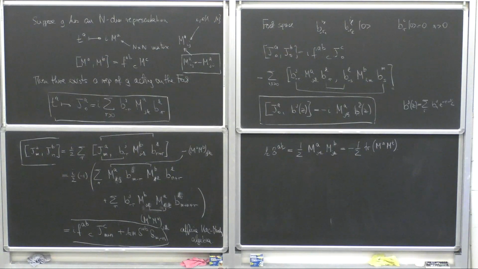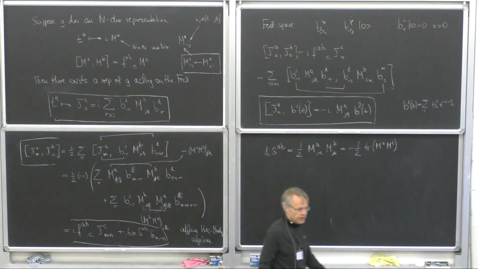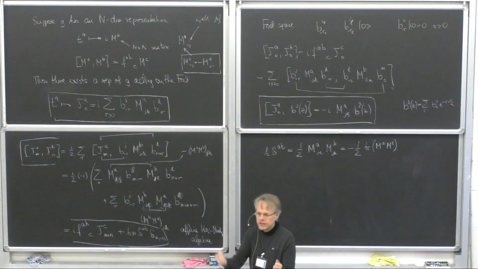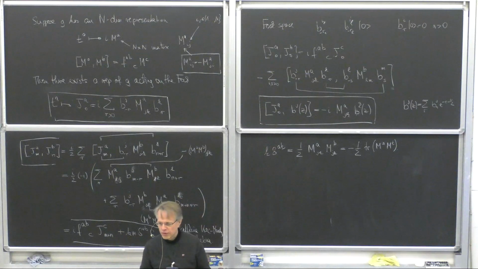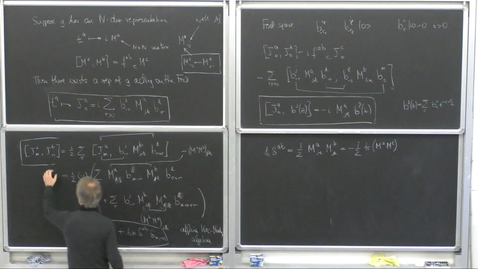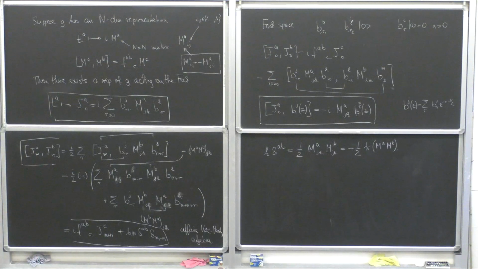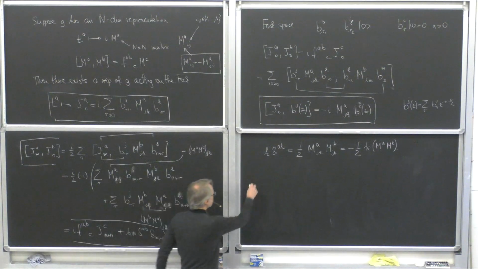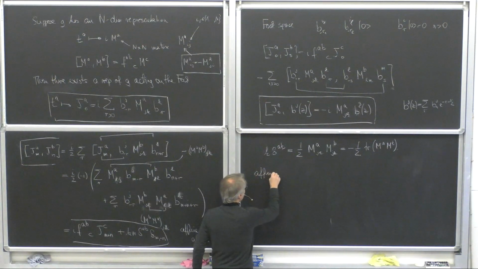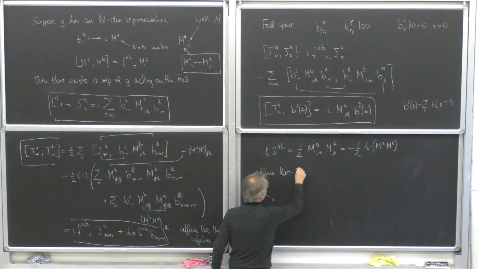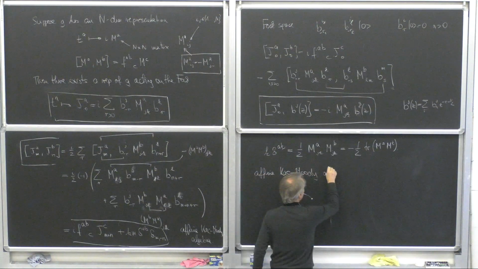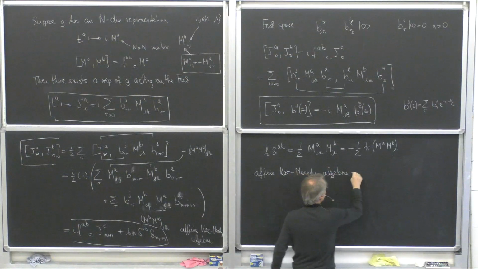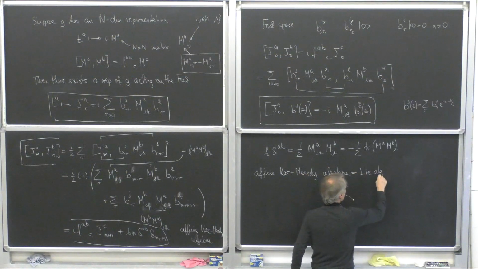Okay, so that's an affine Kac-Moody algebra. So what is an affine Kac-Moody algebra? We know what the Virasoro algebra is: it's the algebra of infinitesimal conformal transformations. So you can ask, what's the affine Kac-Moody algebra? The affine Kac-Moody algebra is the Lie algebra of the loop group.